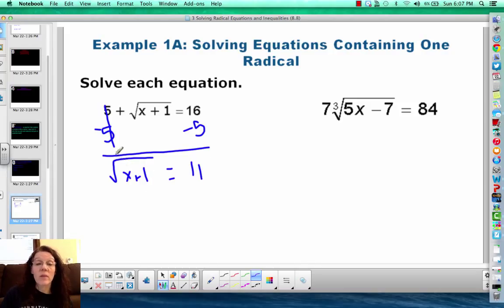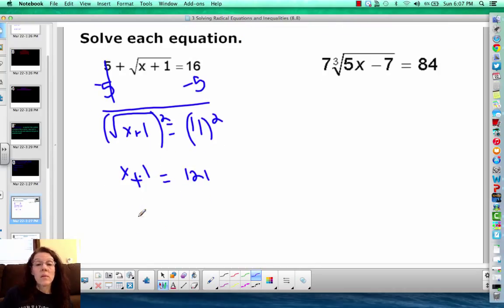So we have to undo the radical sign. Well, how do we undo a square root? We square it. But if we square this side, we have to square this side. The square root of something squared is simply what's under the radical. It's our x plus 1. 11 squared is 121. And now we solve just like we would. So we would subtract 1 from both sides. Those are going to cancel, so x equals 120.